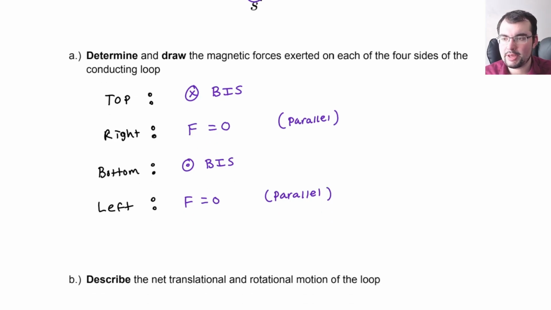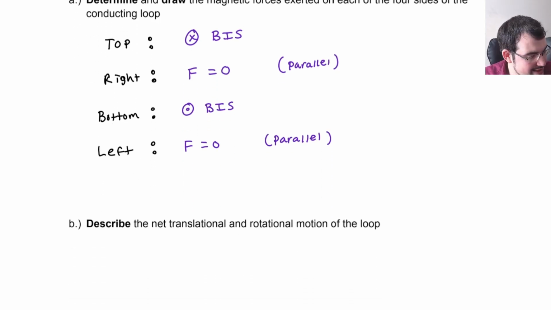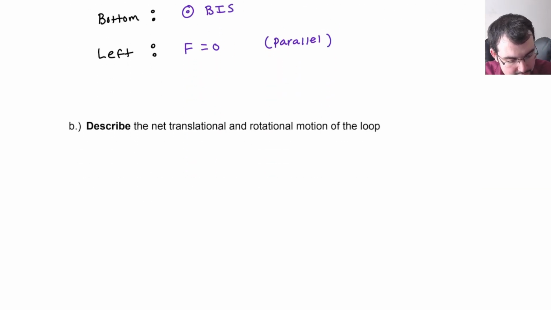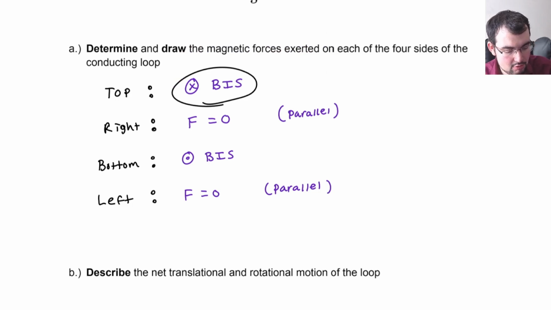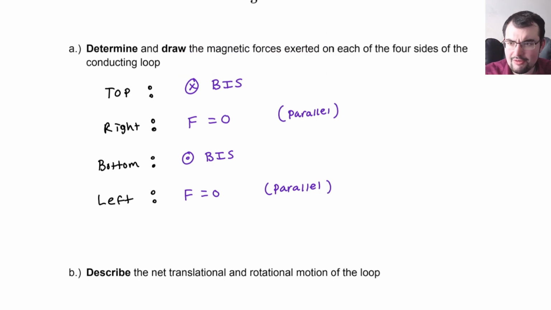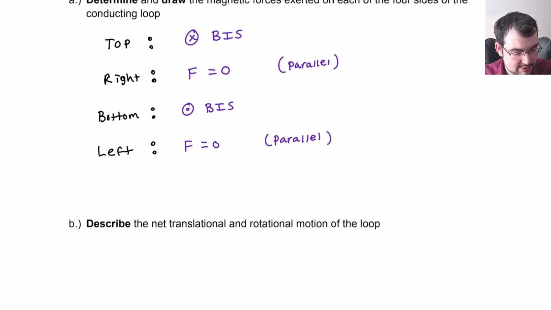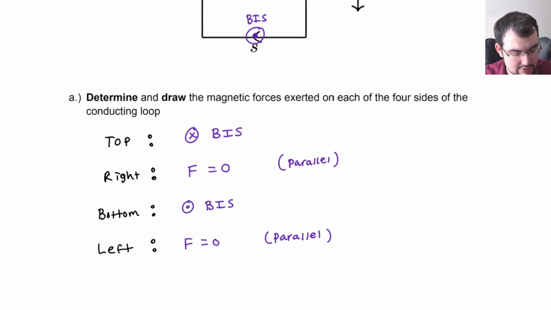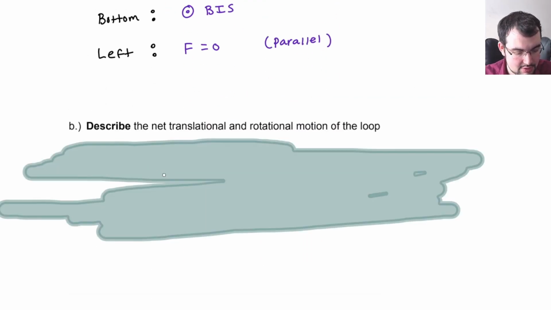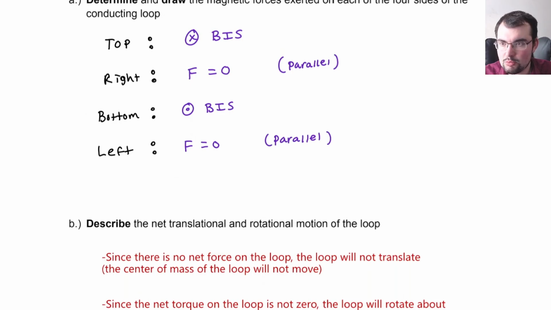So now we can describe the net translational and rotational motion. So first, notice that all the forces cancel. So since net force is 0, because BIS out, BIS in, plus 0, everybody cancels. But that's actually not going to make the rotations cancel. So it is true that the net force will cancel. The loop will not translate.